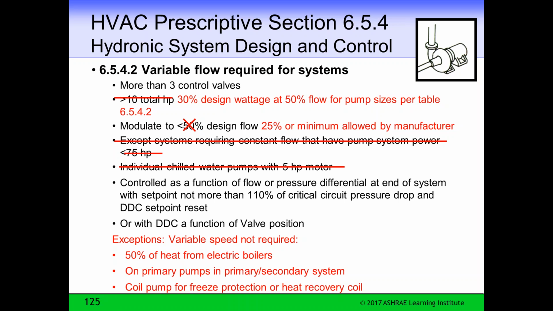You use, or with DDC, a function of valve position. So that means you're going to look at all the valves in the system, and depending on if that valve still has some room to open, you'll continue to slow down that pump. Once one valve reaches full open and is starving and it can't get enough water flow, you have to speed up the pump so that you can satisfy that load.